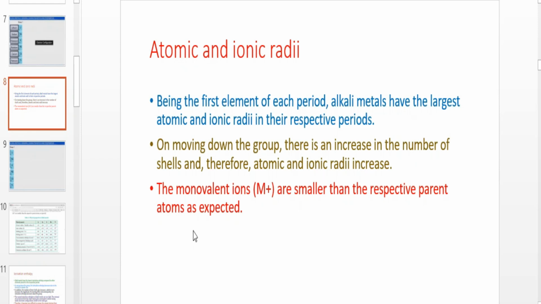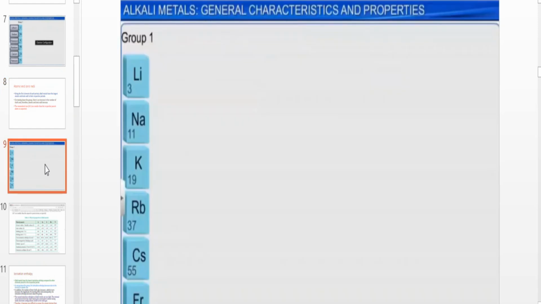The third one is that monovalent ions are smaller than the respective parent atom. If you compare the atom with its monovalent ion, the size of the atom is bigger, but the monovalent ion is smaller.